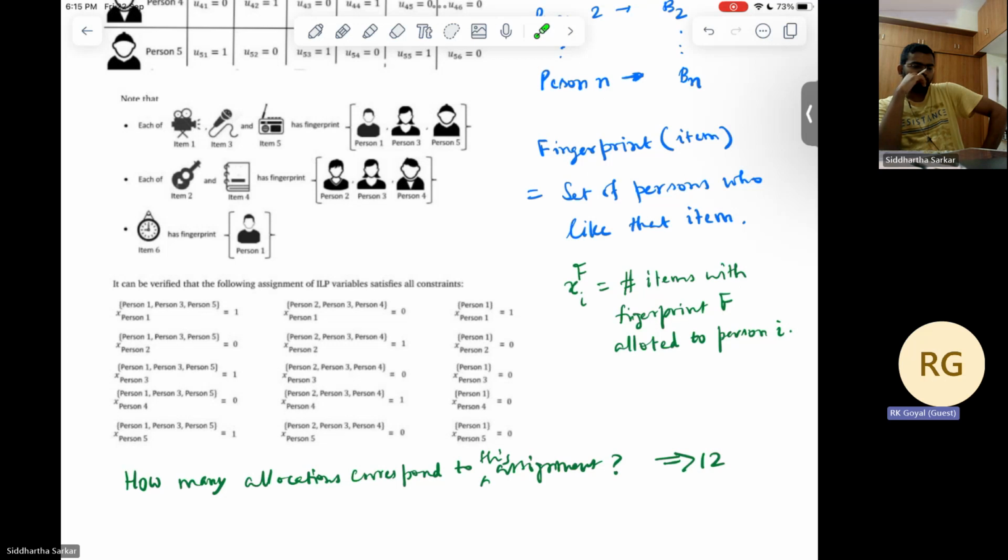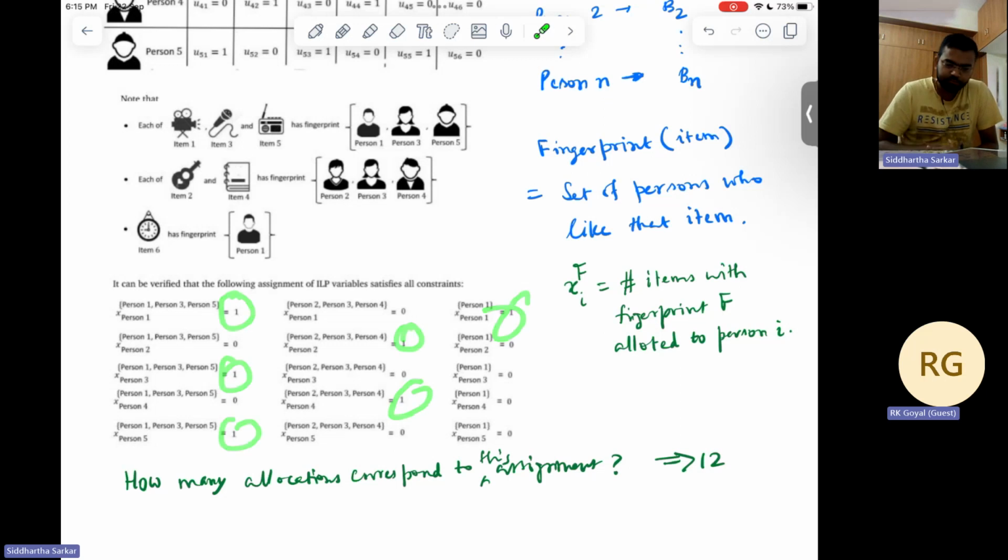and I think that maybe because of this the answer is 12, because if we find the sum of the columns here, 1 0 1 0 1, it indicates the total number of items in this fingerprint. Correct. Similarly here also, so maybe because of this the value came out to be 12.